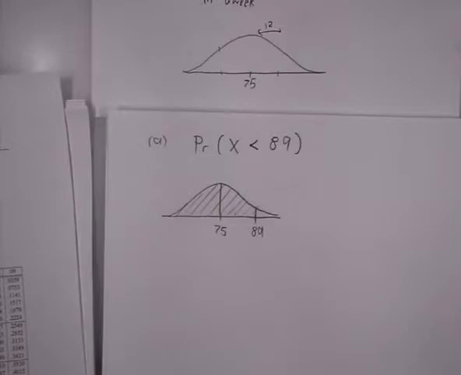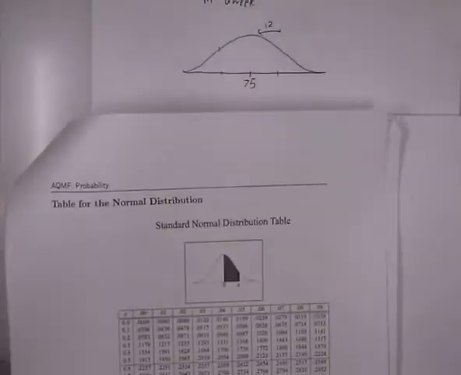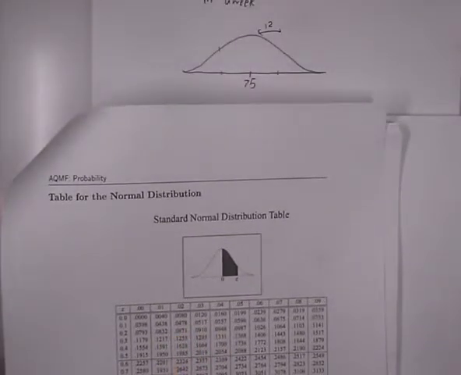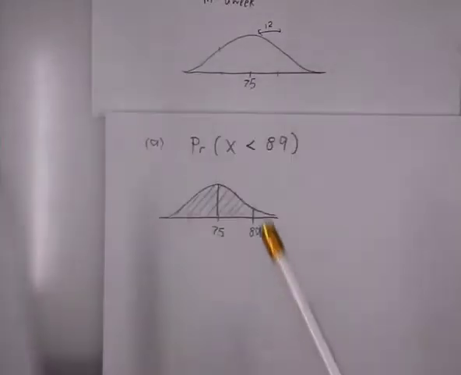Issue is, my table's normal distribution has mean 0 and standard deviation 1. And the normal distribution in this picture here has mean 75 and standard deviation 12. I'm going to have to convert. So this is the trick for converting normal distributions.